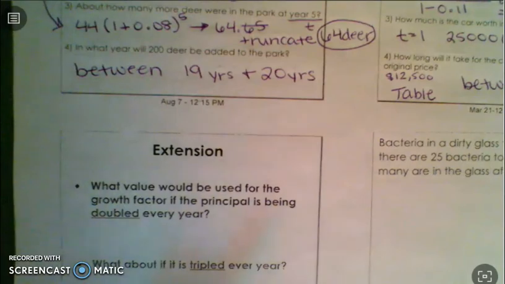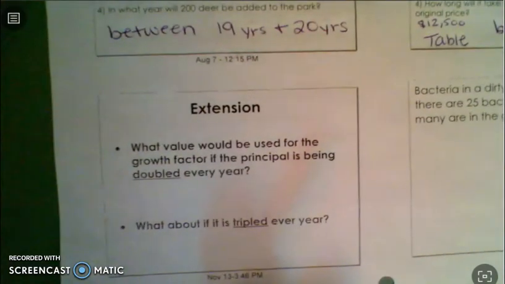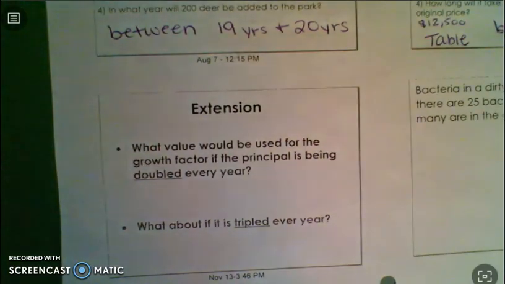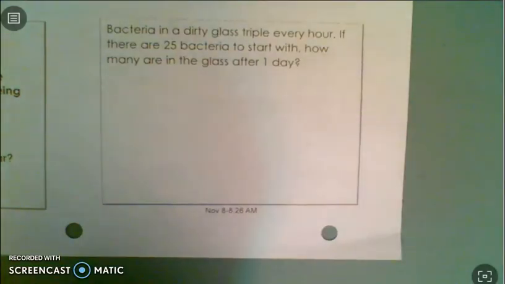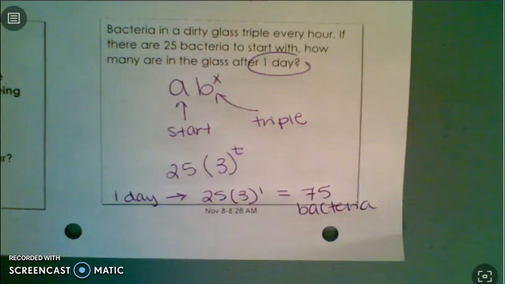Okay, next we have an extension. It's going to be the last thing. I'm going to try the last problem on your own. What would the value use for a growth factor if the principal is being doubled every year? So doubling means you're multiplying everything by 2. So your base is going to be 2. Okay, what happens if you're tripling it? Then it's going to be 3. So over here, your equation is going to be a times b to the x, where a is your start and b is triple. So 25 times 3 to the t.